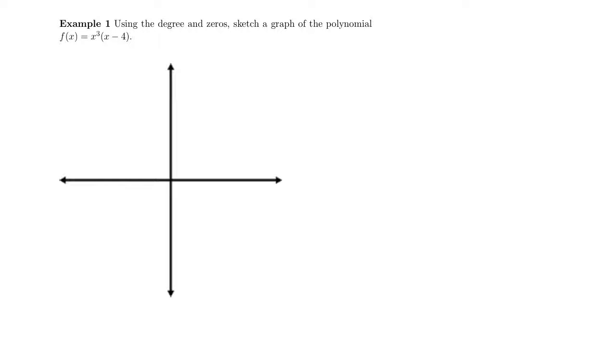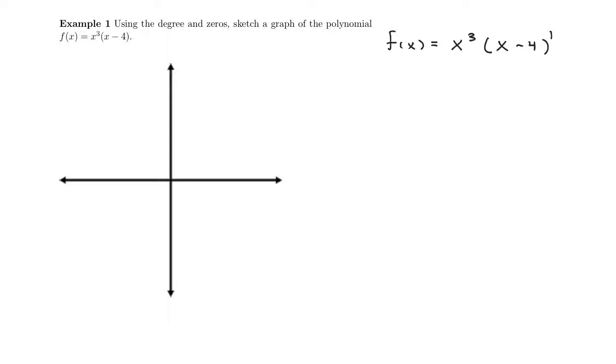For example 1, we'd like to sketch a graph of x cubed times x minus 4. So I'll just rewrite that. f of x equals x cubed times x minus 4, but I'll actually put to the first power at the very end of it. And our goal is just to get a very basic sketch. So I won't really talk about how big or small the y values are. It's just, again, something to give a general idea of what this graph looks like.